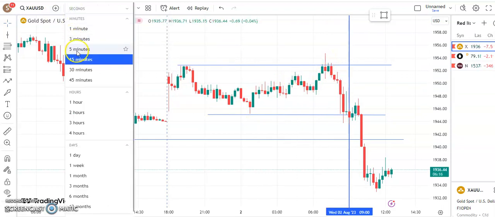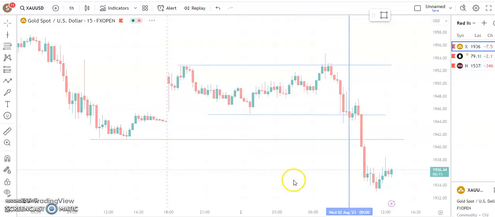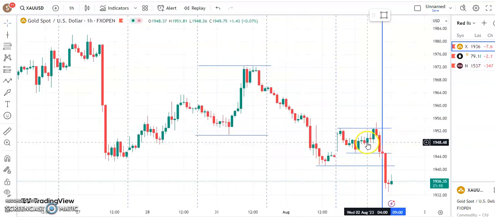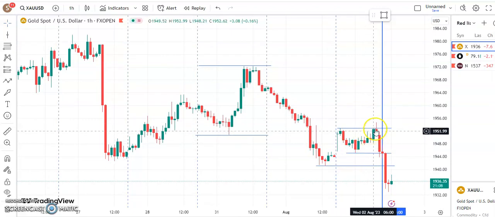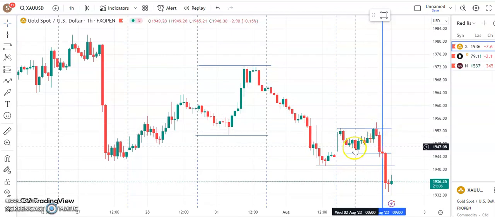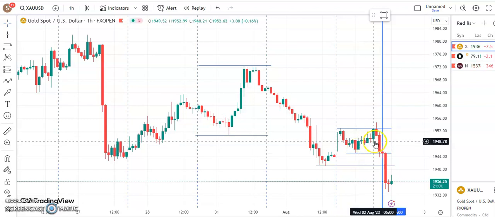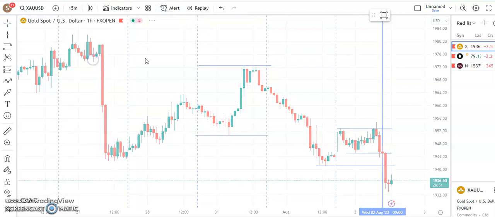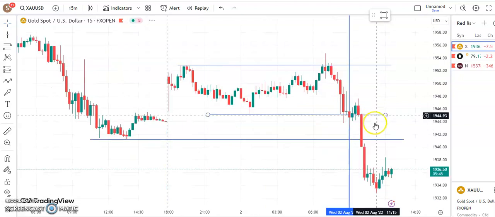If you look at the 1 hour, I think it's clearer. We have 1 push, 2 push, 3 push to the high. That is from the beginning of London to the beginning of New York. We had 3 pushes to the high, and then with a break in structure. So when you look at the 15-minute time frame, this is the first move.